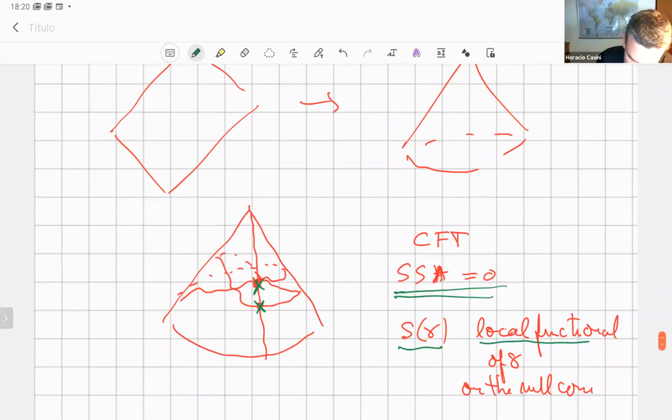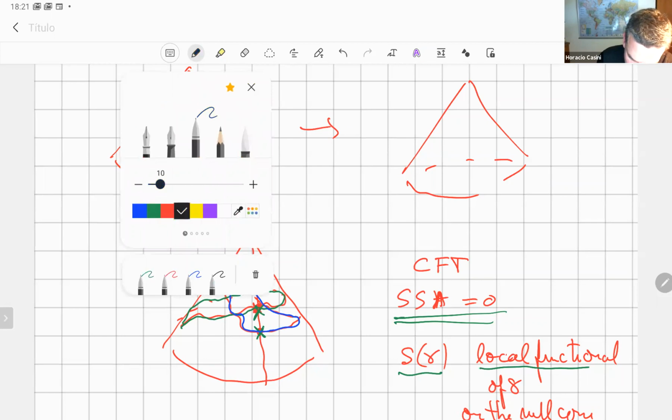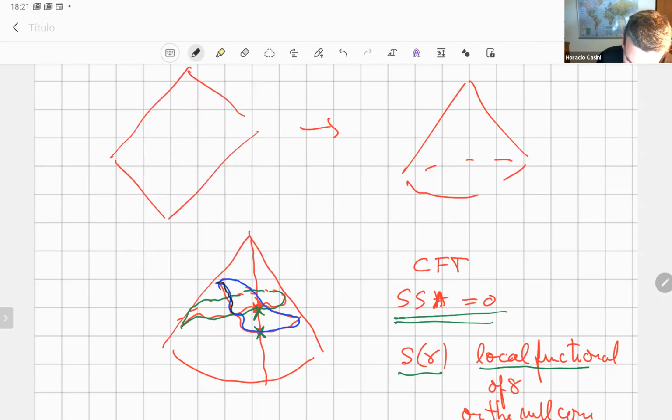Okay, so let me draw this. This is A, let's say. Okay. This is B. And then the intersection will be this region. So this is the intersection.